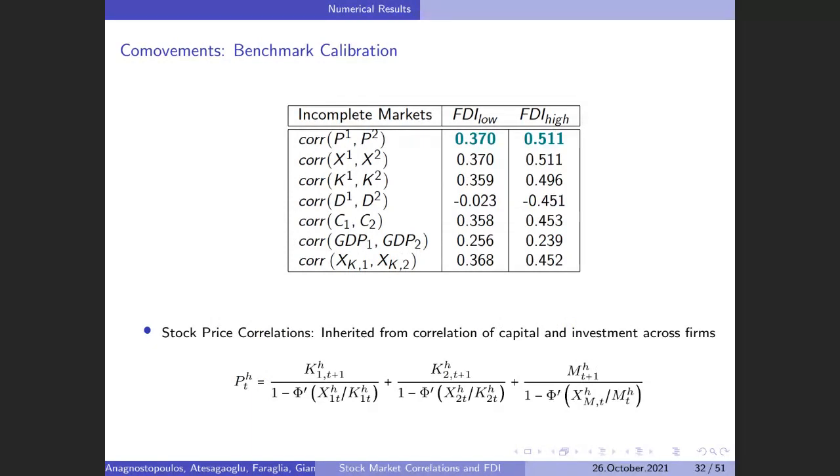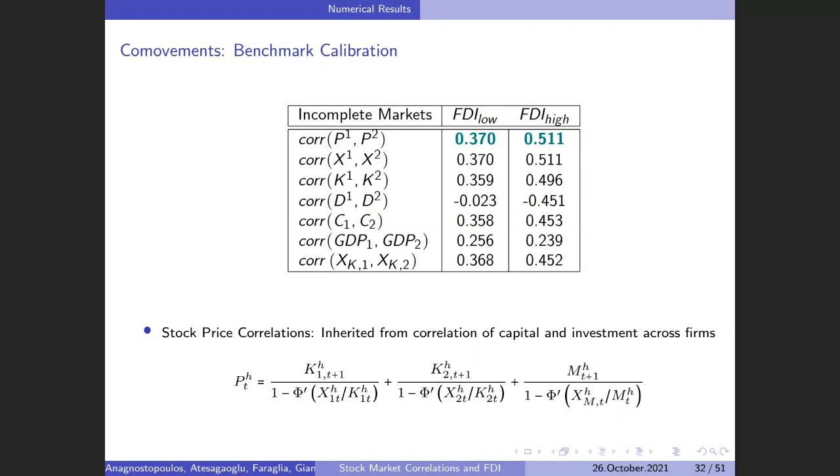Now, we are looking at the incomplete markets model; incomplete markets is our benchmark. The level of price correlations in the early 1990s in our model turns out to be 0.37, which we actually calibrated to match, so it's not a surprise. When we increase the level of FDI to the levels that we observe nowadays, the model creates an increase in the stock market correlations to 0.511, let's say 51%. So the increase is from 0.37 to 0.51, around 14 percentage points.